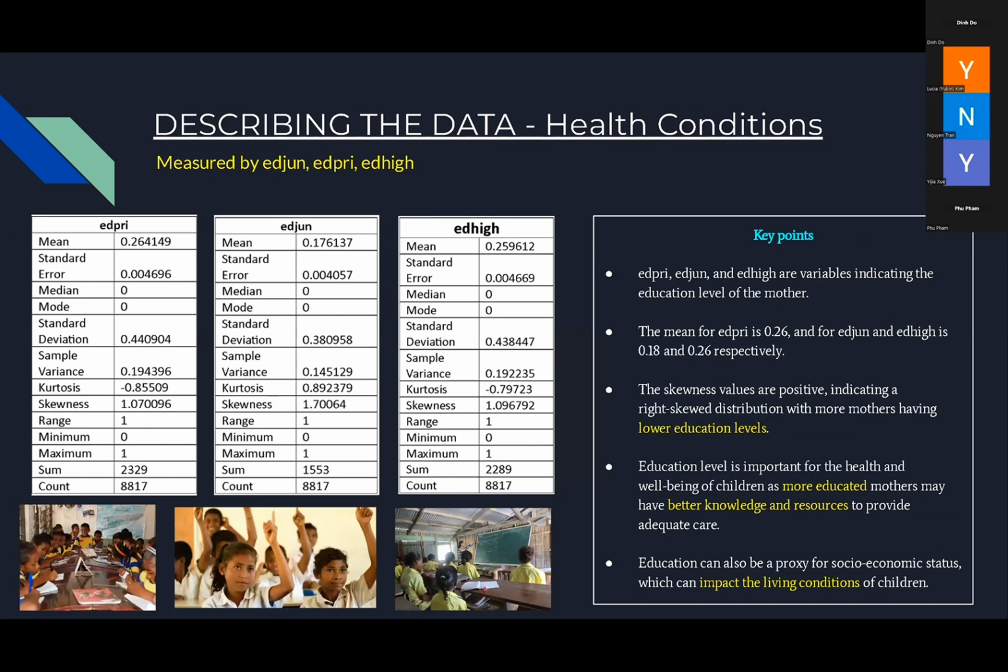And moving on to adult and parental education. The means for junior education, primary education, and high school education for the mothers are relatively low, and a smaller proportion of mothers have completed secondary education compared to those who have completed primary education. These variables are important as they affect the health and well-being of children, as more educated mothers may have better knowledge and resources to provide adequate care for their children, impacting the living conditions of children.